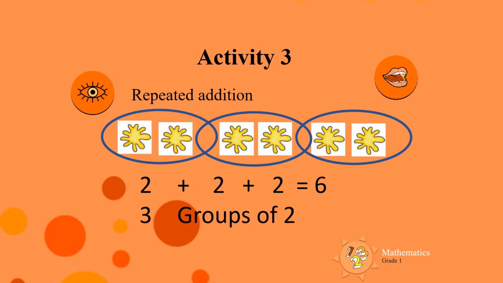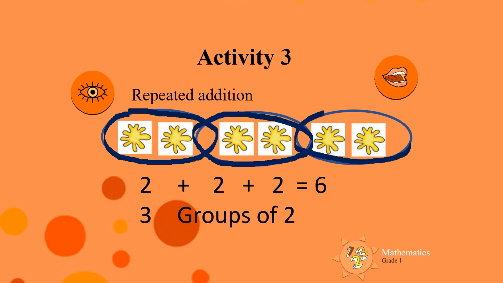And there's a special way that we read that. We say there are 3 groups of 2. Every circle is a group. Right, so this is a group. That's one group. That's a group. That's 2 groups. And that's a group, which means it's 3 groups. So 3 groups of 2. Let's look at another one.